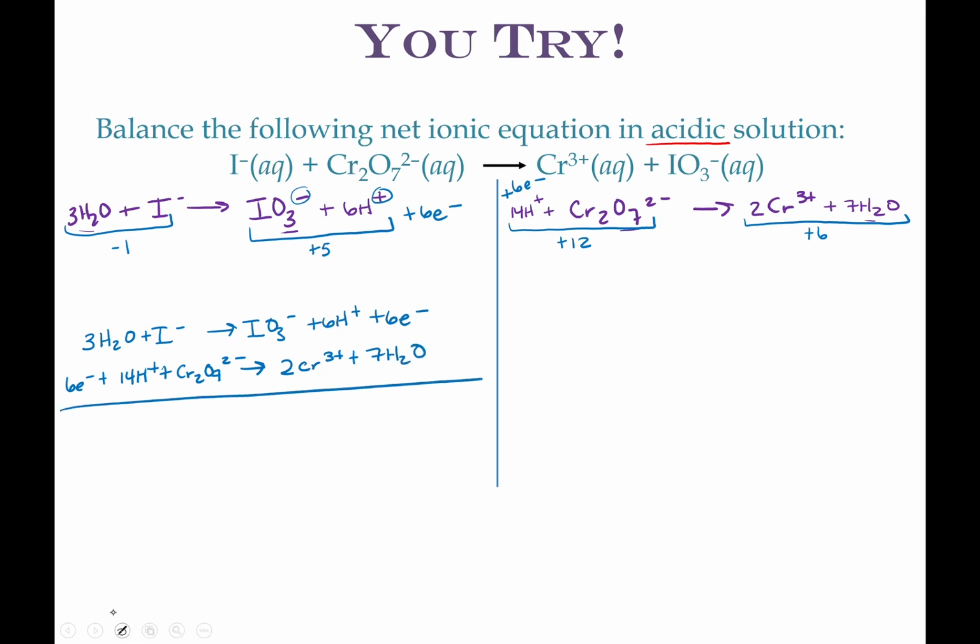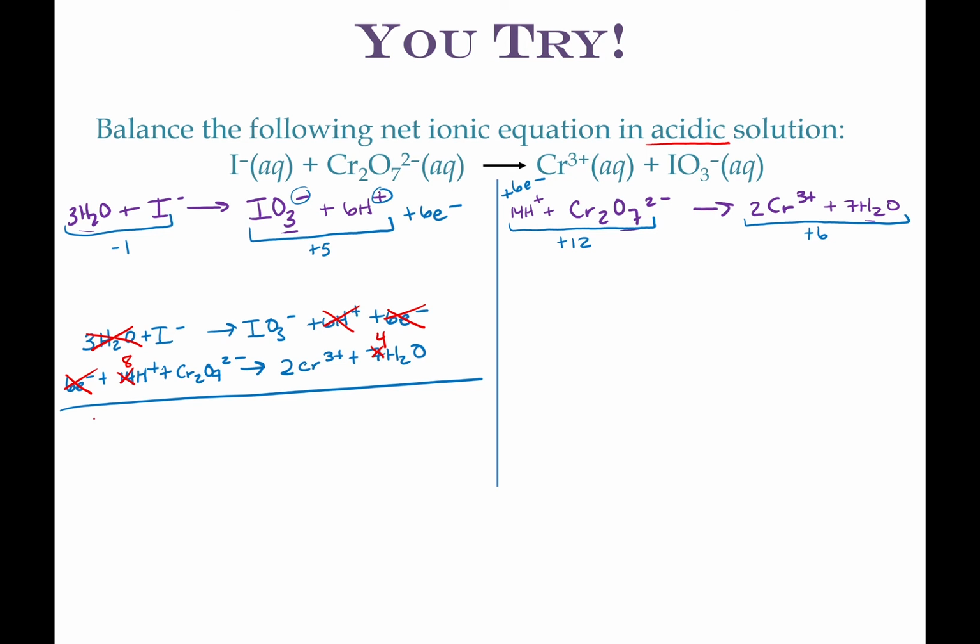Bring in and cancel anything we can. So right now we have 3 water over here. It would bring us to 4 water on this side. The electrons cancel. 6 H plus and 14 H plus. So that would be 8 H plus that's left.